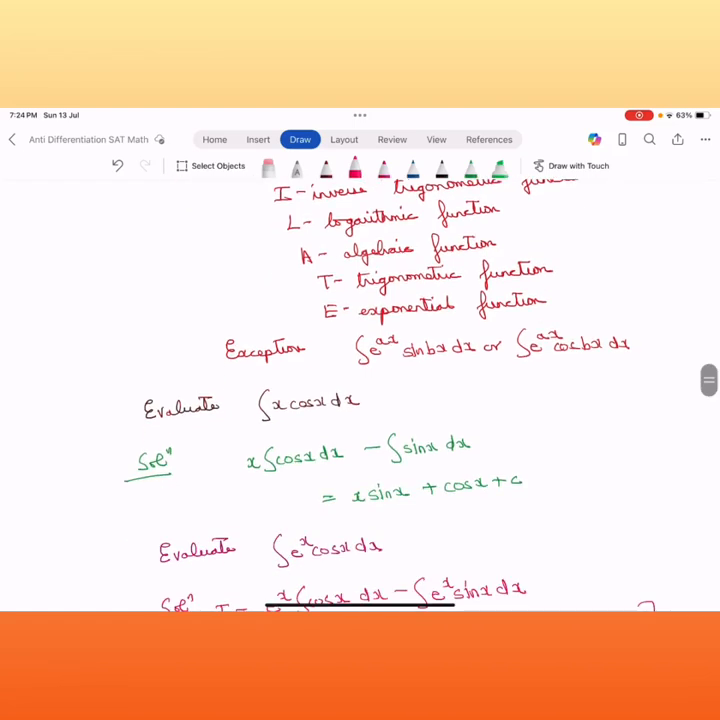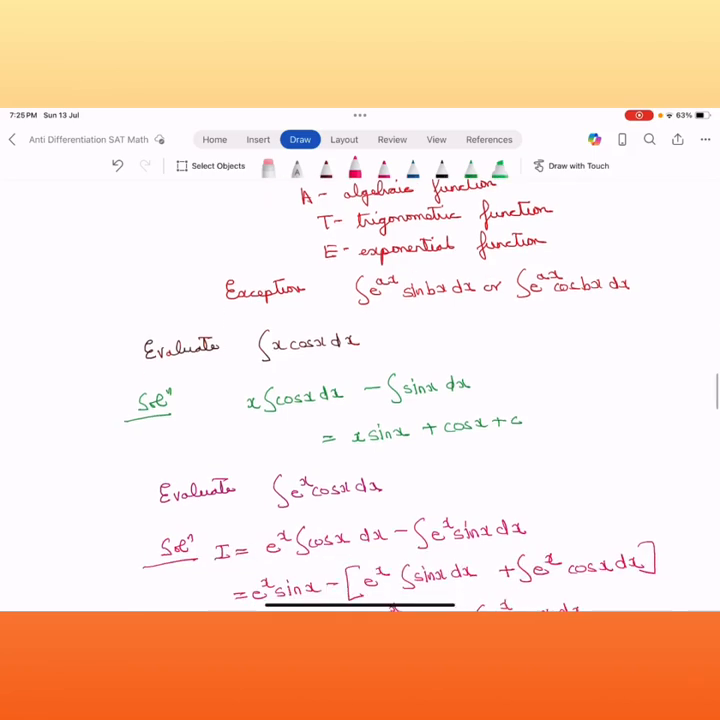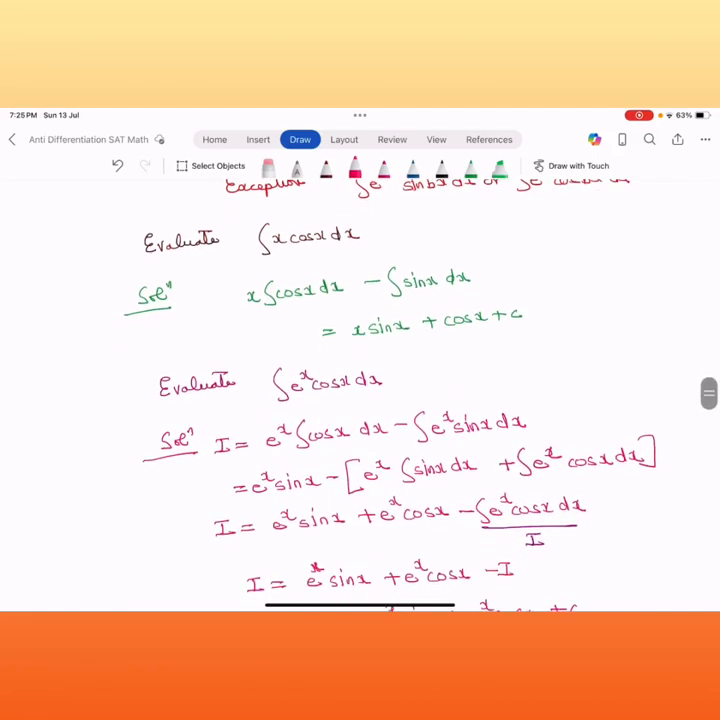So let's start with a simple problem. Evaluate integral x cos x dx. So the order is right, so it becomes x integral cos x dx minus integral of derivative of x, which is 1. What is integral of cos x? Sin x dx. So you get x sin x minus integral of sin x is minus, so you get plus cos x plus c.